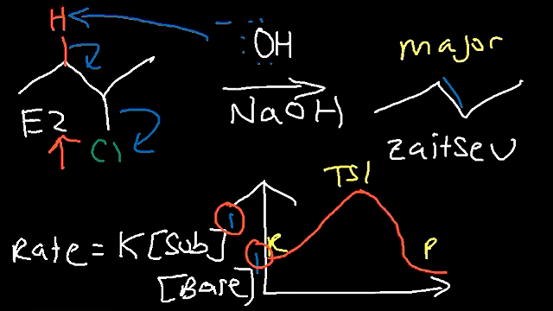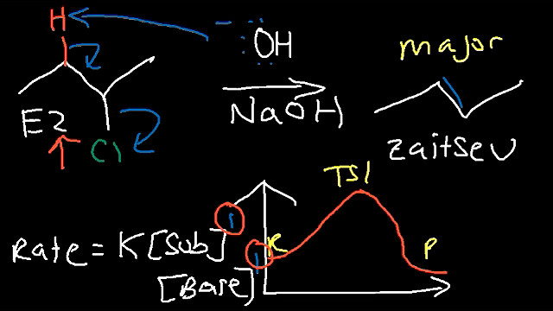The E2 reaction means it's a second order elimination reaction. It depends on two things, the substrate and the base. So if you double the concentration of the substrate, the rate is going to double. If you triple the concentration of the substrate, the rate is going to triple. If you double the concentration of the base, the rate is going to double. If you quadruple the concentration of the base, the rate is going to quadruple.